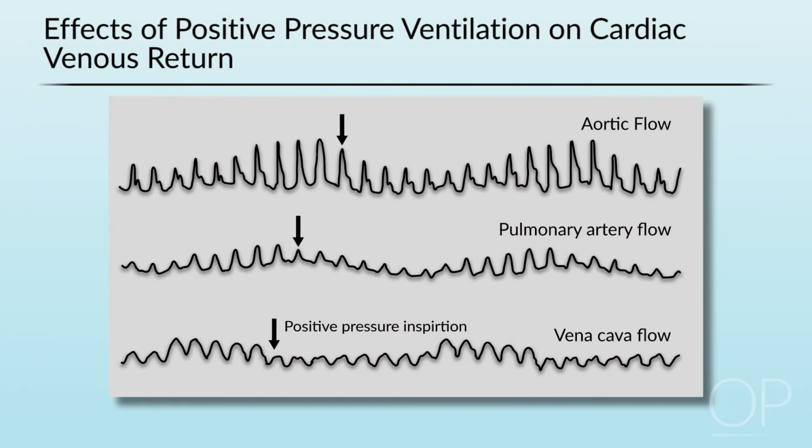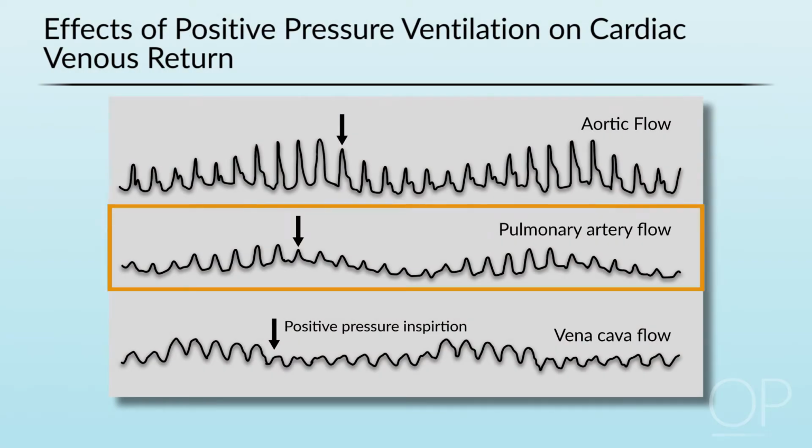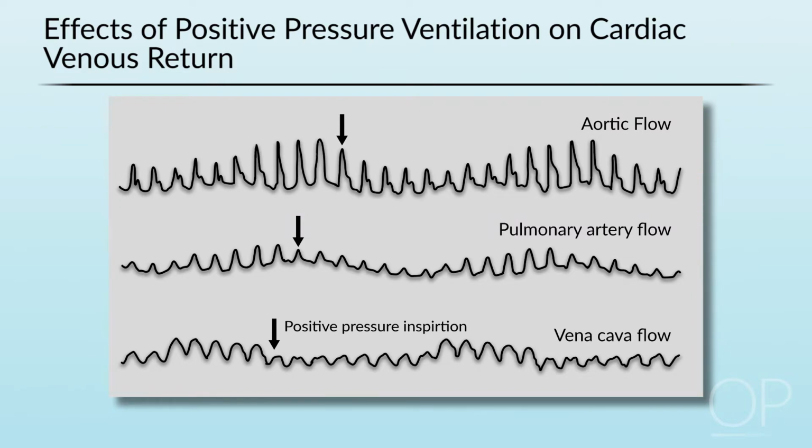Because what we talked about in the first two slides was in terms of negative pressure ventilation and spontaneous breathing. Now, this is a diagram showing aortic flow, pulmonary artery flow, and vena cava flow. And what we note, if you look at the bottom, is that on initiation of positive pressure ventilation, all of these things go down. Because all of what I said before is now the opposite relationship.